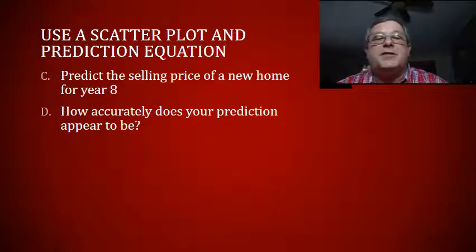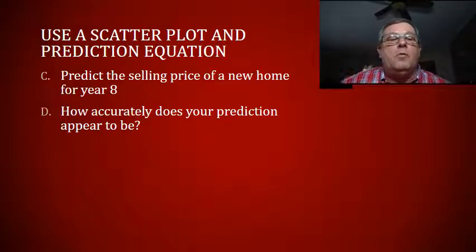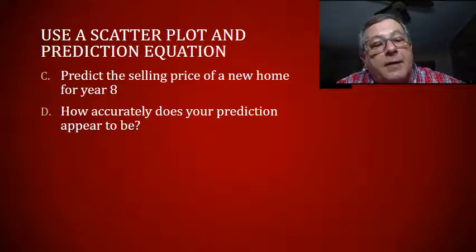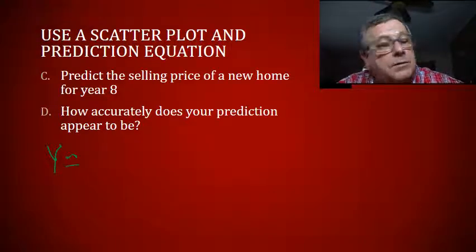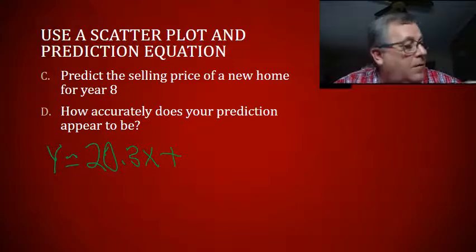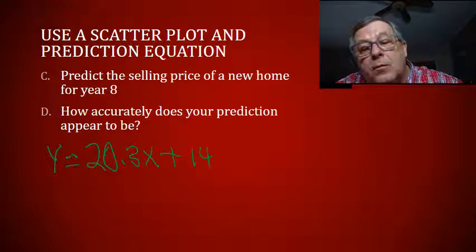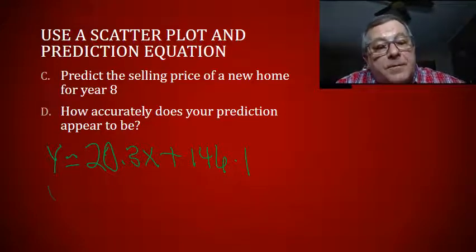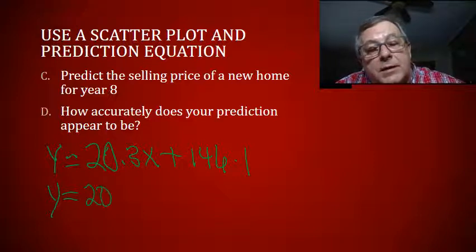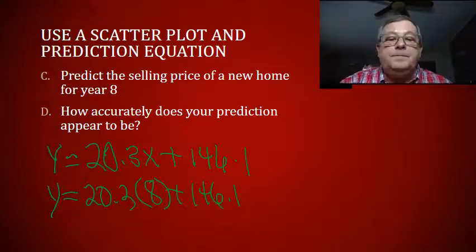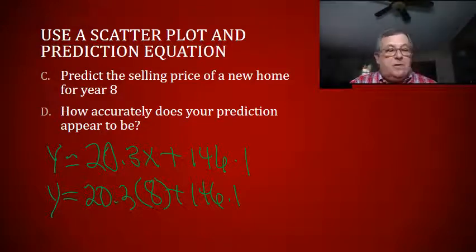All right, well, let's finish this thing off. It says predict the selling price of a new home in year 8. So we're going to just substitute in. We had a prediction equation of y equals 20.3x plus 146 and 1/10, and we're going to plug in 8 for x. So we got y equals 20.3 times 8 plus 146.1. Remember, these are prices in thousands, these numbers we're using.